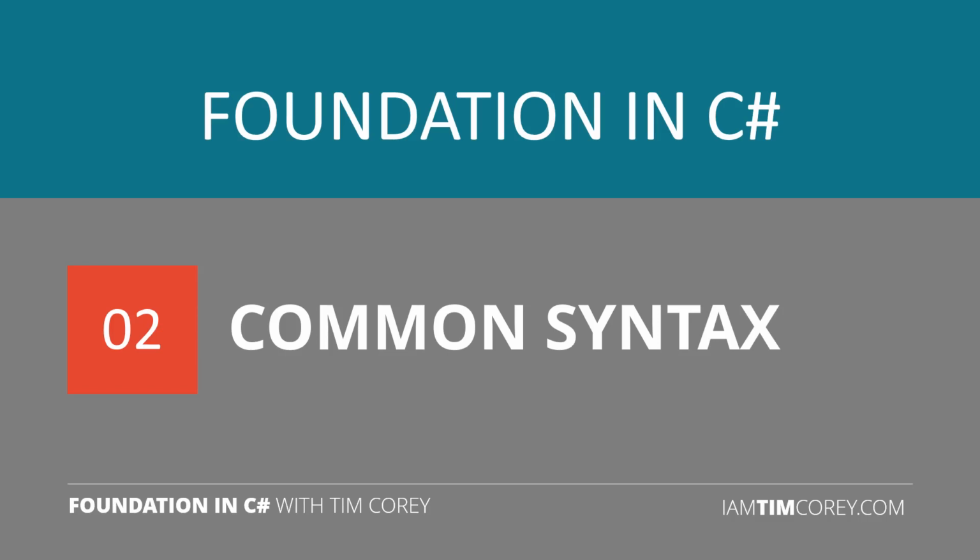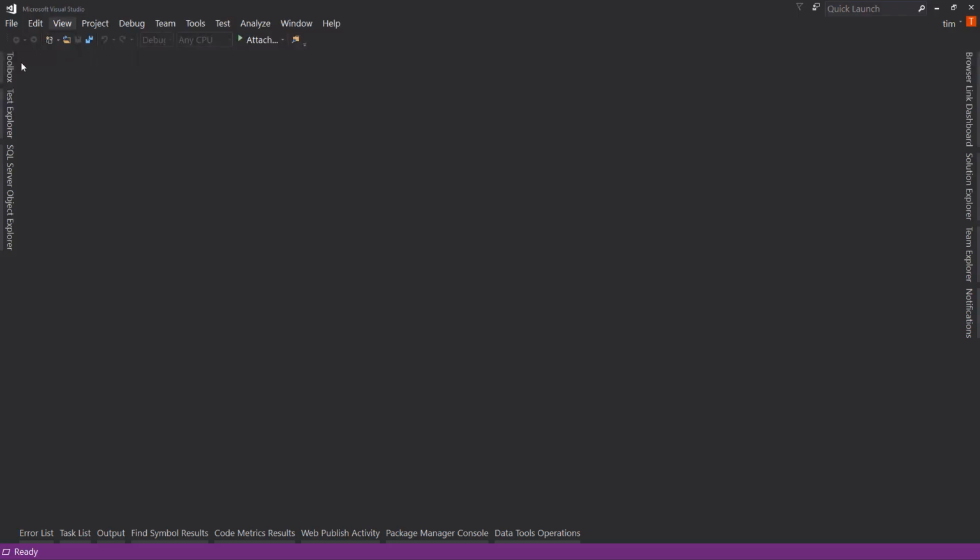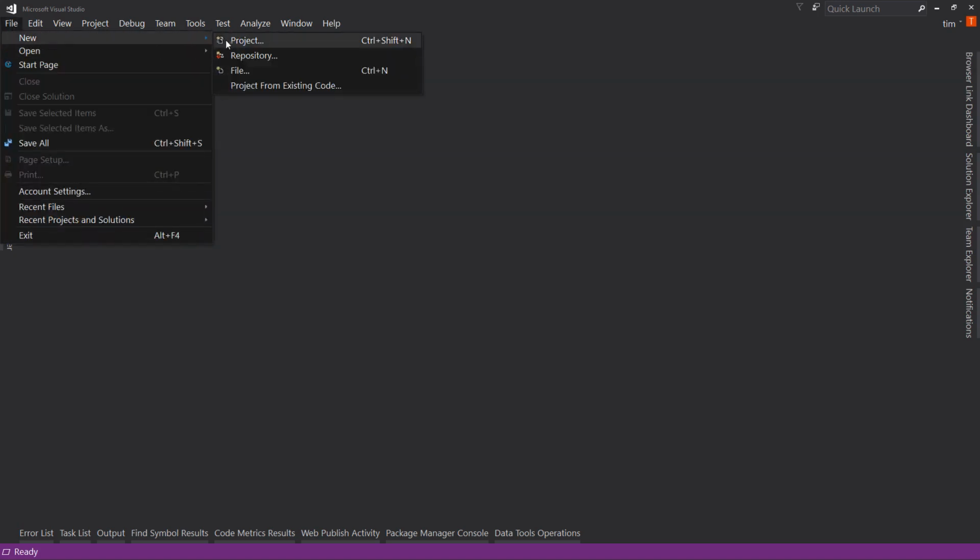We're currently in Module 2, and in this lesson we're going to cover methods. Now, methods are foundational to C#, and we've already used them, but now we're going to learn how to create them. So let's jump right into the code and see what a method is and how to use it.